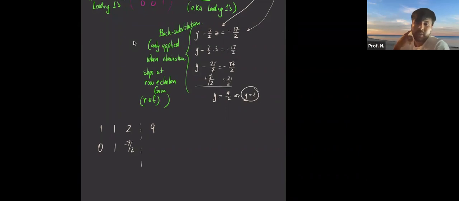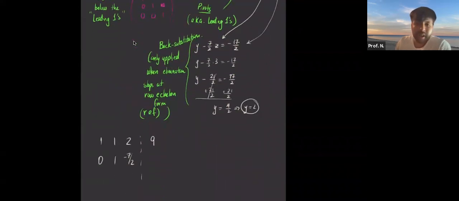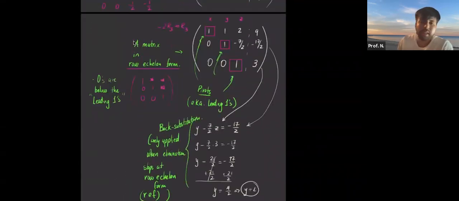You play it by ear. Well, it depends. It depends, first of all, on what the question is asking, if it's very specific: use row reduced echelon form, or use REF. It also depends on whether you're comfortable with fractions in this case. Like, are you comfortable with it?